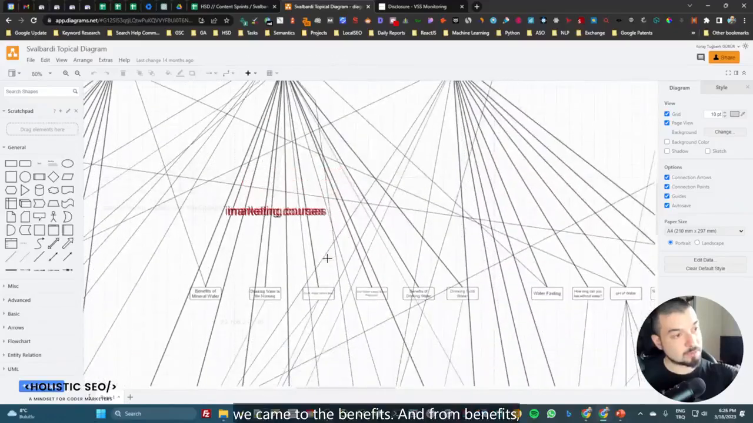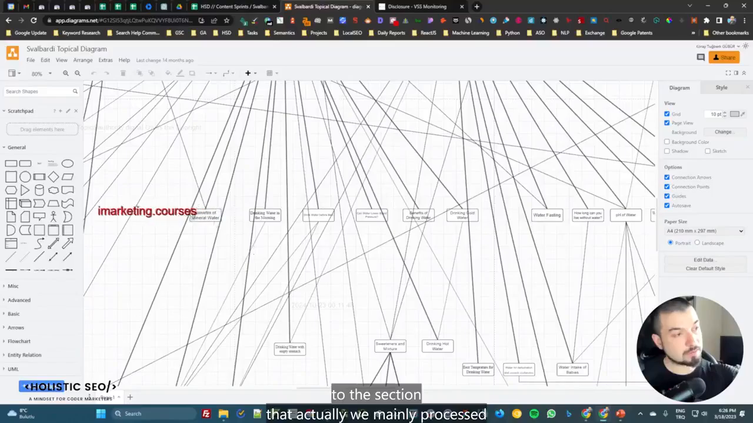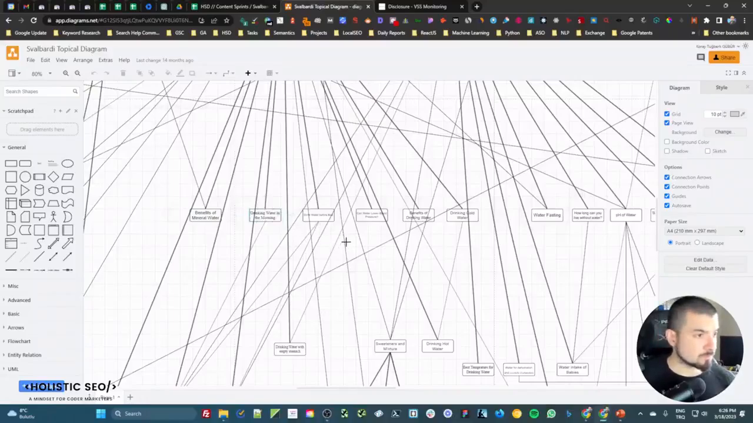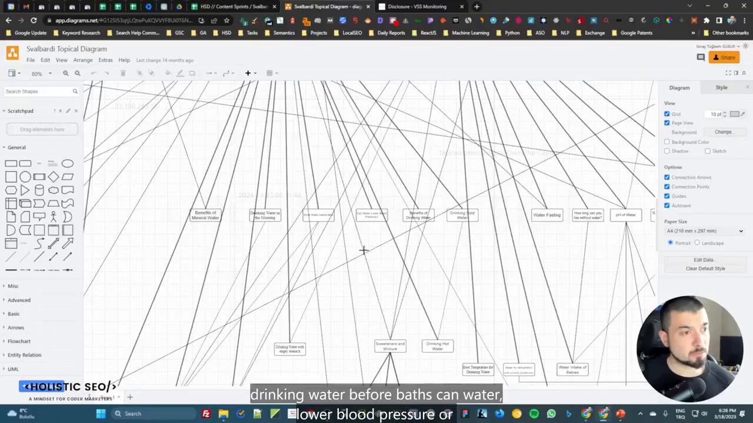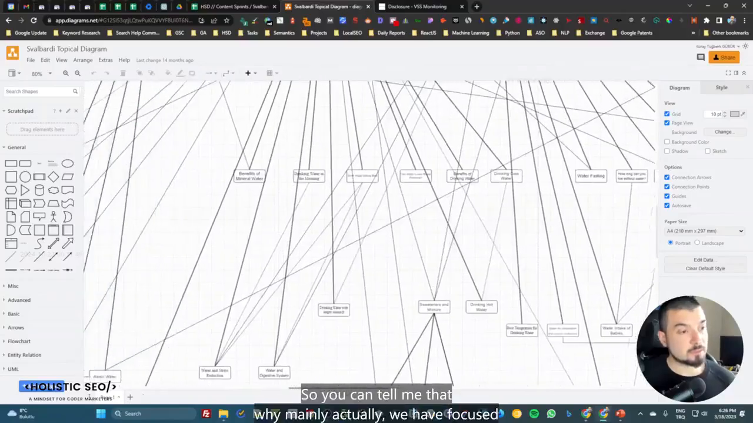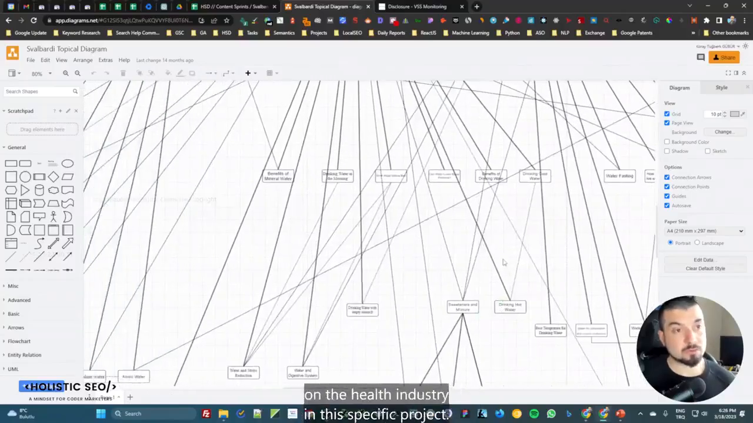And from benefits to the section that we mainly processed, we see things like benefits of mineral water, drinking water in the morning, or drinking water before bed, can water lower blood pressure, or these types of health related things. So you can ask me why we have mainly focused on the health industry in this specific project.